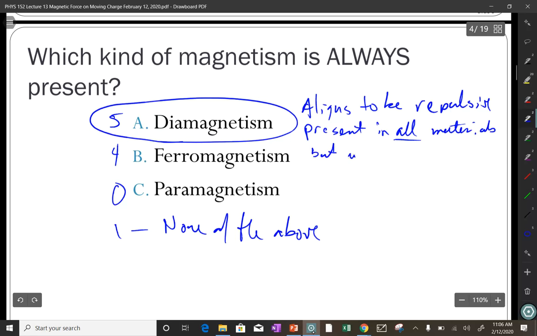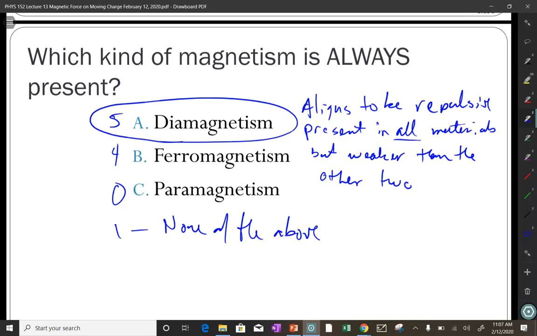But weaker than the other 2. So you don't see its effect unless it's not ferromagnetic or paramagnetic, because it's so weak. All right, any questions about that?